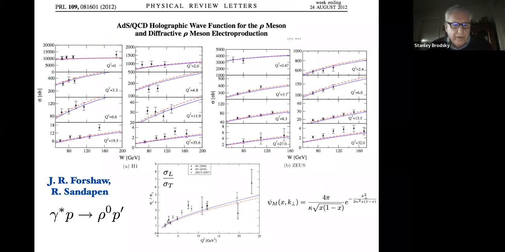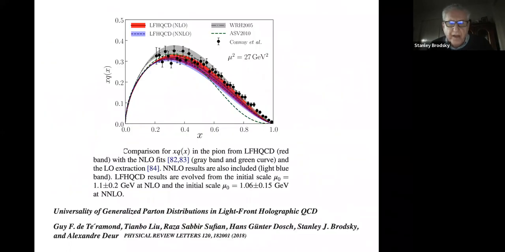The tests of this are really beautiful. There's a lot of data for gamma star proton goes to rho proton. We know the rho light-front wave function is very similar to the pion. And when you put this in without any fussing, you explain all the data. It goes through basically all the data points. And this was shown by Forshaw and Sandapen in a beautiful Phys. Rev. Letter. So we really know this is the right light-front wave function. It also gives those structure functions which go through the data too. Structure functions are basically the square of the light-front wave functions.